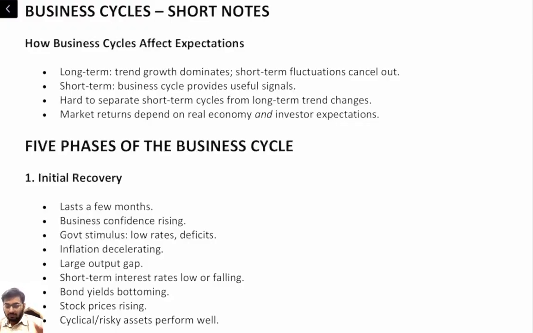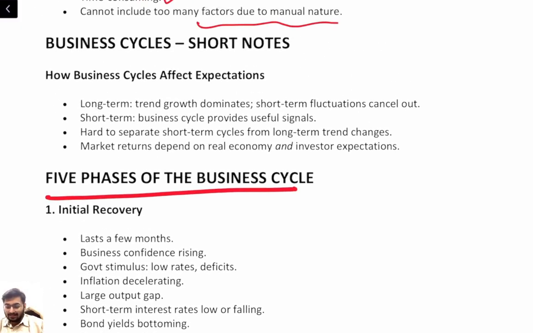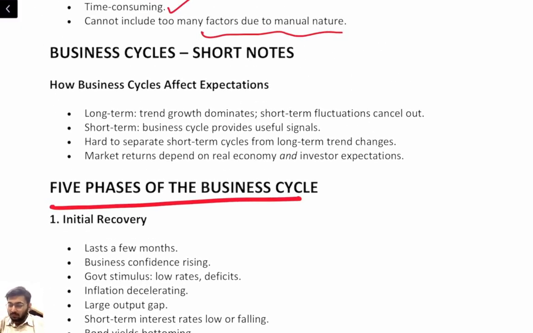Clear? Now we have 5 phases of business cycle. Now, a few of the key points which you can read from here. Number one is your long term. When I have a long term vision, what I want is the growth rate to dominate. The trend must dominate from the growth perspective. Clear? And in that situation, short term fluctuations hardly matter to me.